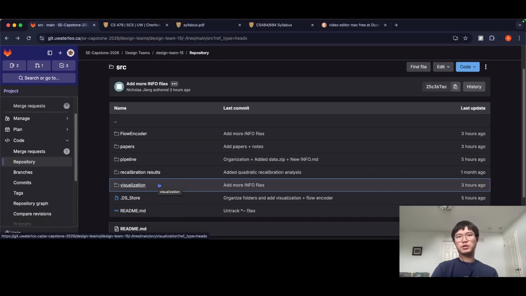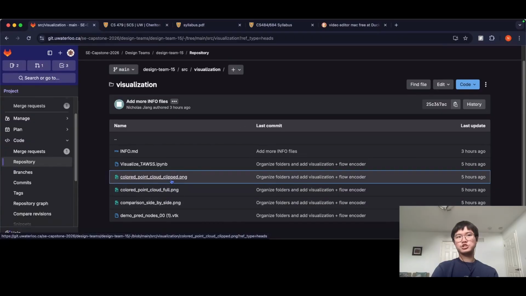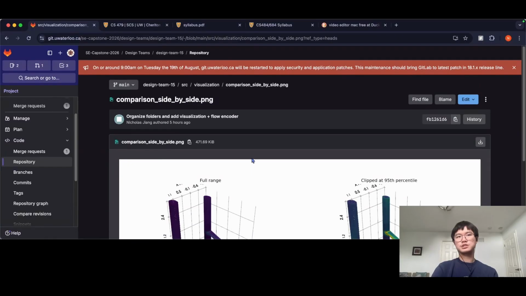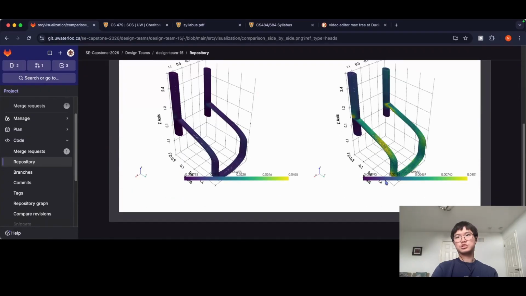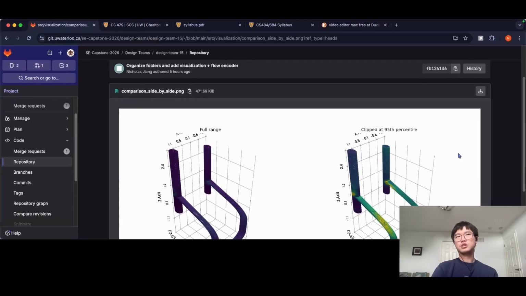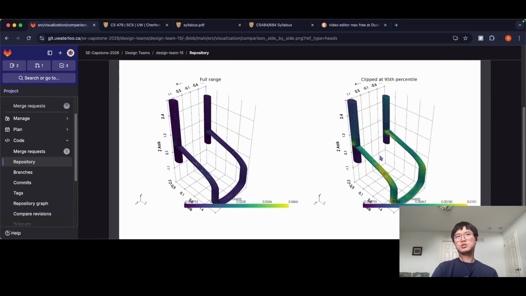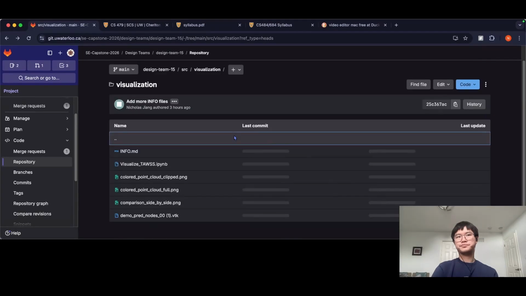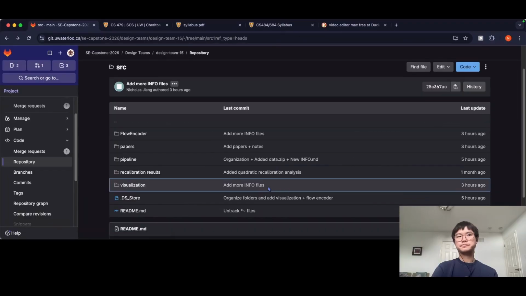So the main few things are, first of all, visualization. This visualization is essentially just visualizing the TAWSS results. We basically color the nodes based on their magnitude of TAWSS values. So this is what it looks like here, and the code to generate that is here. And then again, we have an info.md just to summarize.